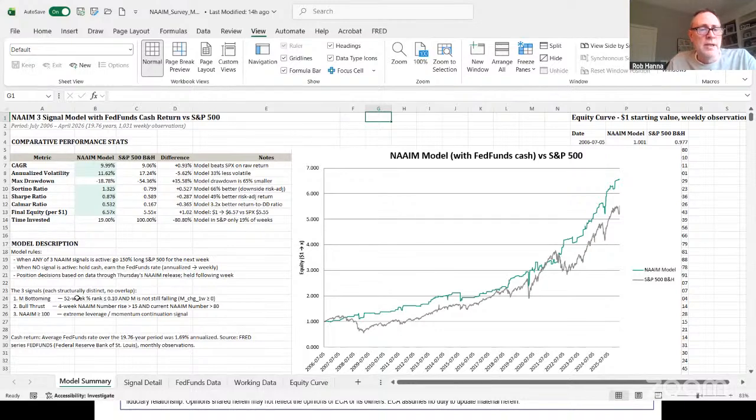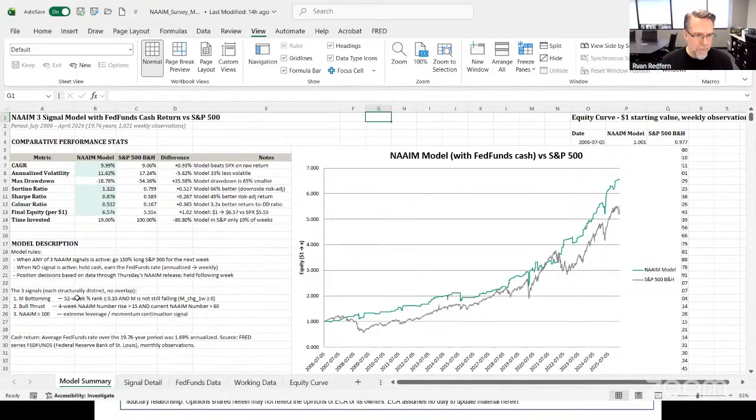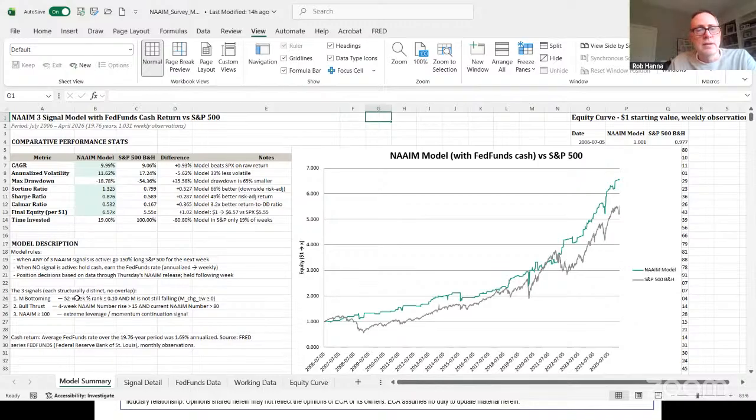The second signal is what I call a bull thrust signal. It's risen at least 15 points over the last 4 weeks, and the name number is above 80. And then the last one is just an extreme: if the name number is at least 100. So if people are so bullish that they're getting leverage, that's a good thing also.